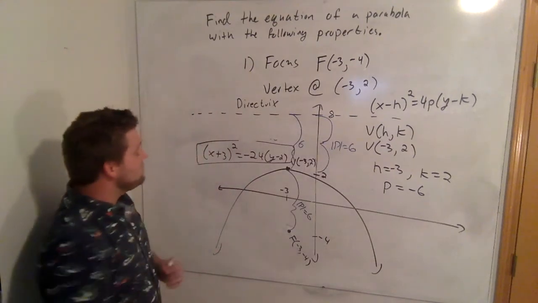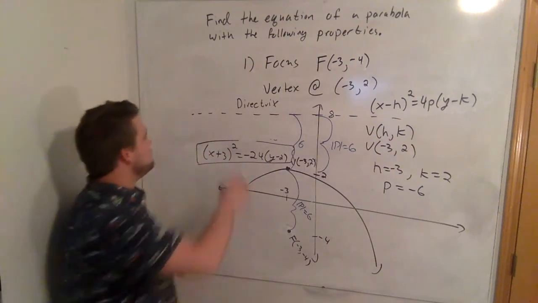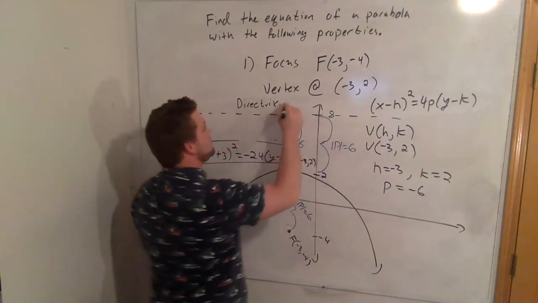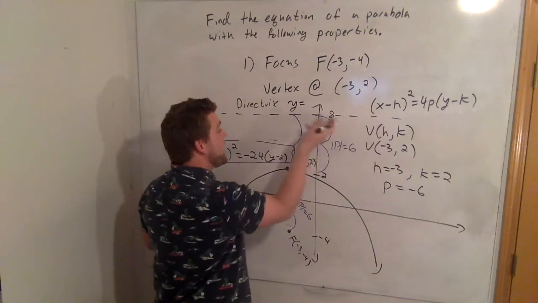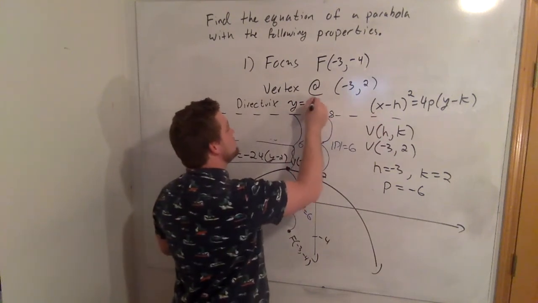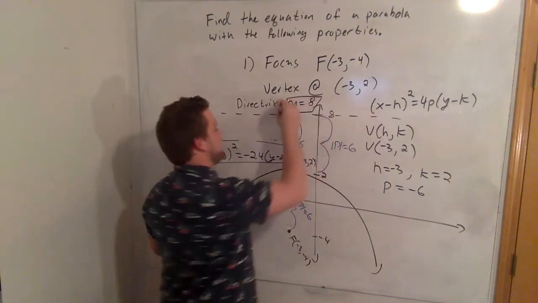What is the equation of this line? Well, this is a horizontal line. So this will be y equals 8. It says no matter what the x value is, the height or the y value will always be 8. Here's the equation of the directrix.